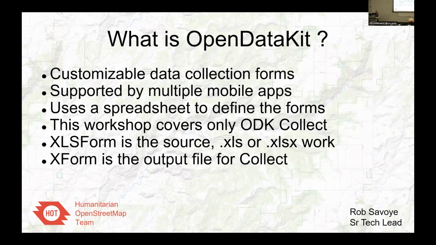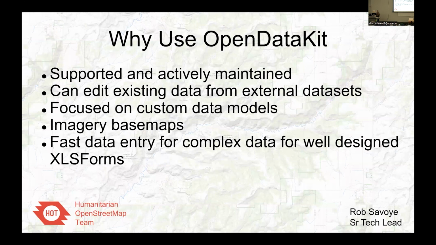Terminology-wise, for those who aren't in OpenDataKit, you'll hear this a bunch. An XLSForm is the source file in the spreadsheet. The XForm is the output after it's been transformed into the form that I can load on my phone. So basically, why use OpenDataKit, right? It's actively supported. I can complain. They add features for me. They fix bugs. It's really, really nice having that right there. I can also edit existing data now using ODK Collect, which is really awesome.